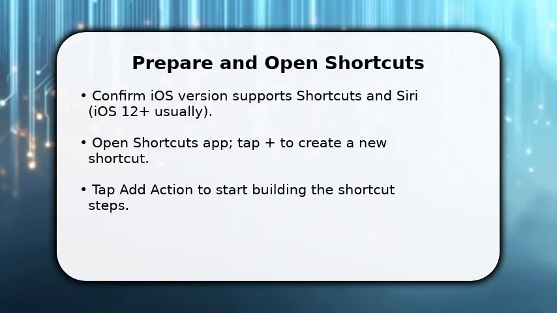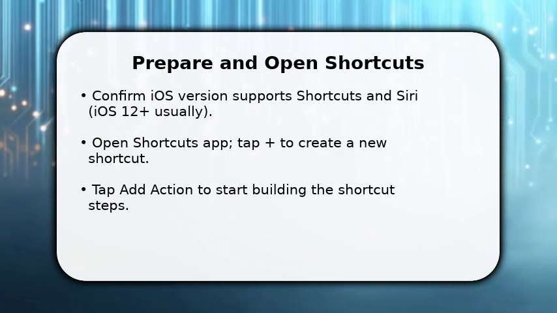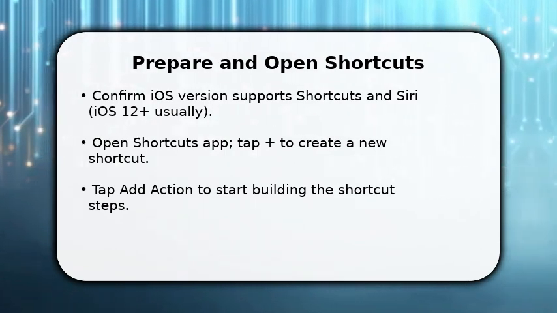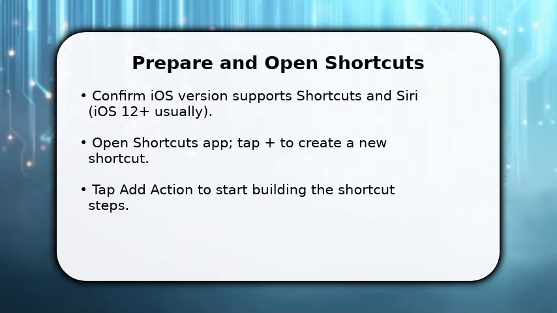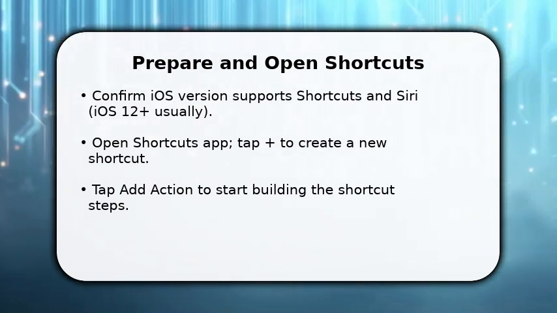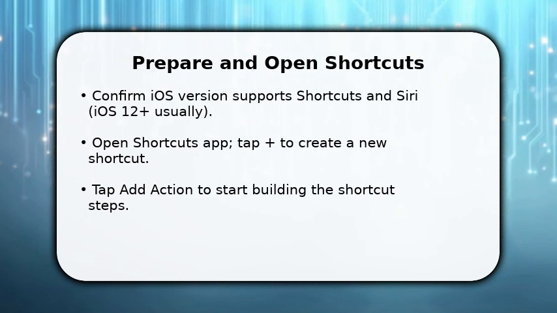You'll start by verifying your device can run shortcuts in Siri. This prevents wasted steps. Once confirmed, open the Shortcuts app and tap the plus icon to create a new shortcut. Next, add an action by tapping Add Action and search for the task you want Siri to perform. This establishes the core behavior.